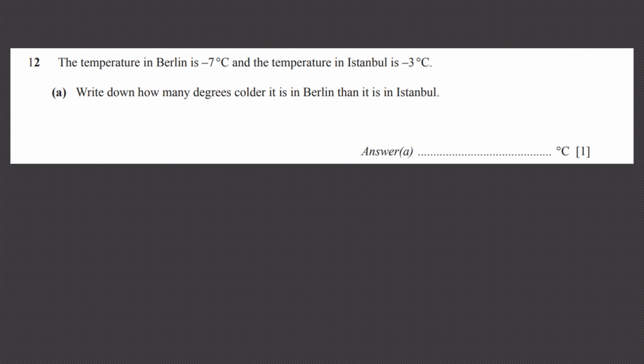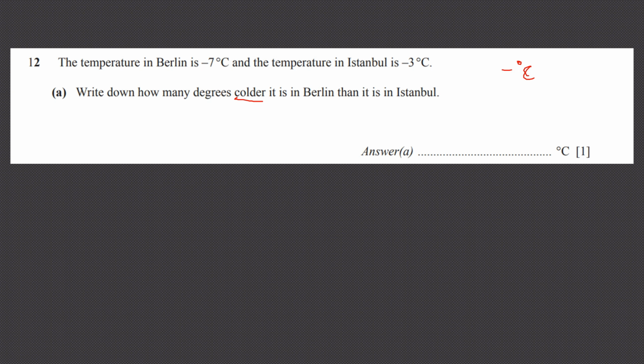Question says the temperature in Berlin is minus 7 degrees Celsius and the temperature in Istanbul is minus 3 degrees Celsius. Now we have to write down how many degrees colder it is in Berlin than it is in Istanbul. So something to note here in this case of colder is the fact that on a temperature, especially in degrees Celsius, cold tends to be negative. So your answer for anything that's colder should always be negative degrees Celsius.